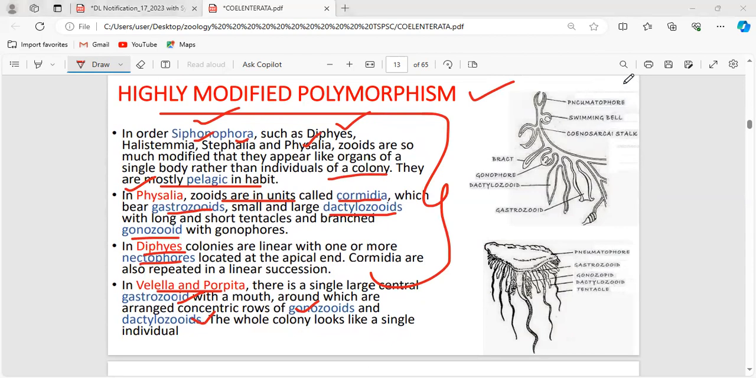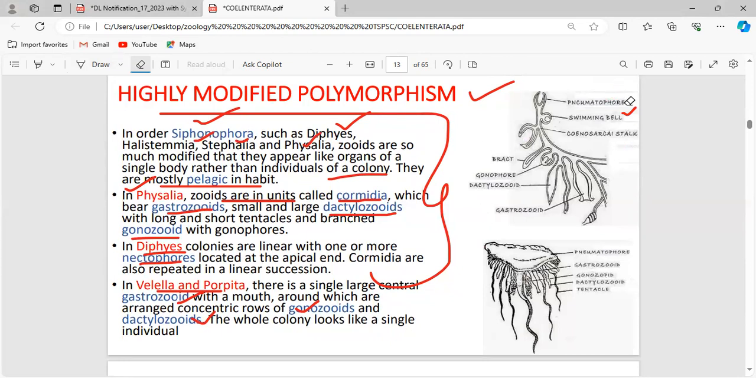This is the nectophore. The nectophore helps in motion. As the medusa is free swimming, this nectophore helps to lift the body of the organism because inside it, it is filled with secreted gases. Now this is the swimming bell, coenosarc stalk, bract, gonophore, dactylozoid, gastrozoid. These are all the structures, the individuals present in the colony.